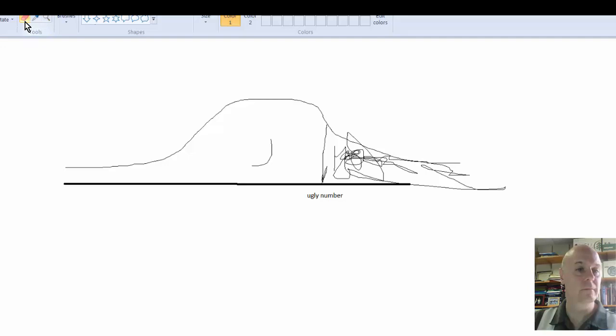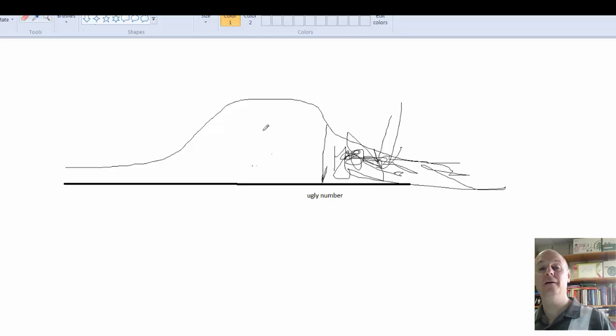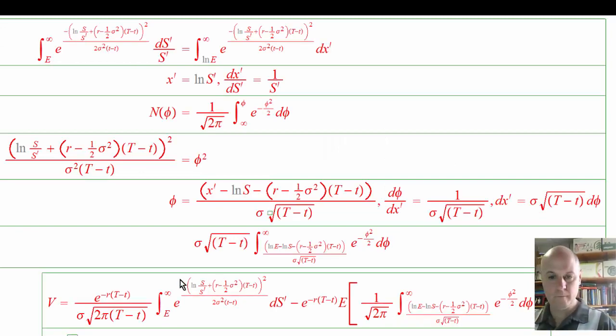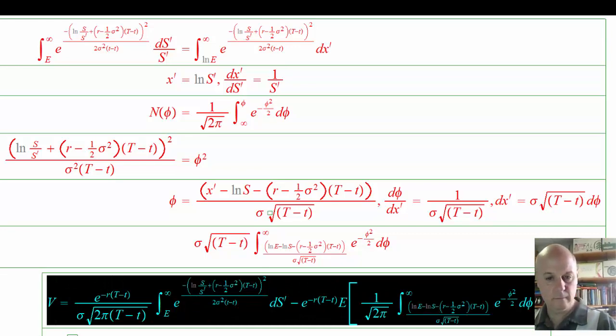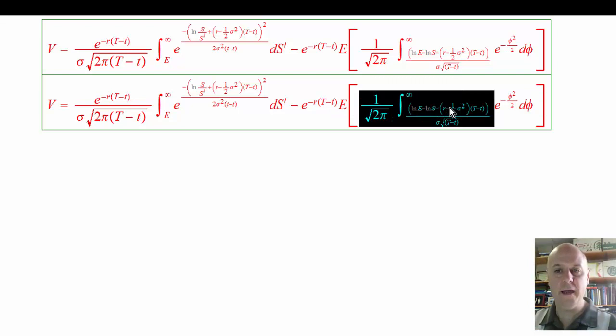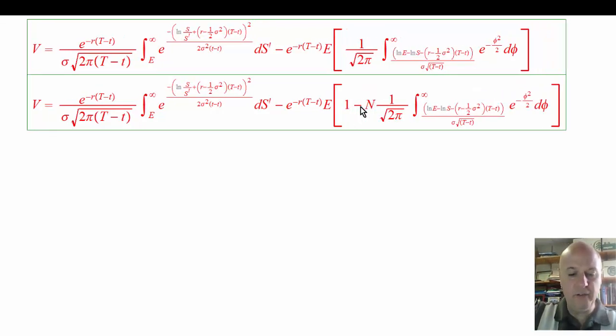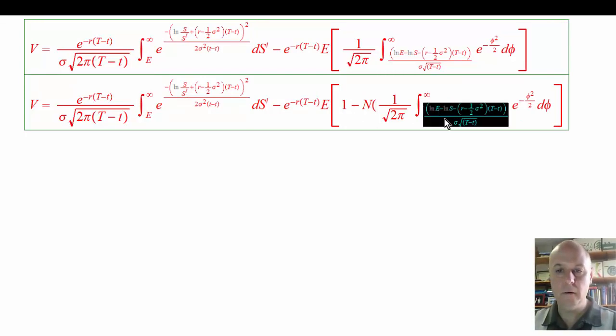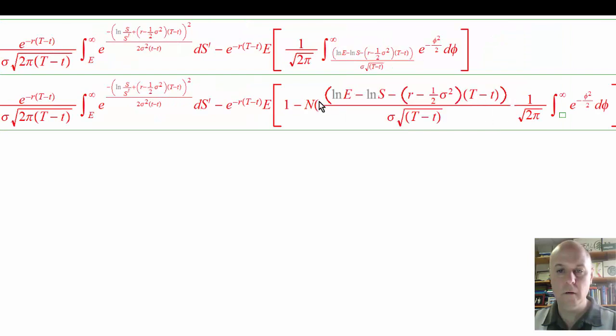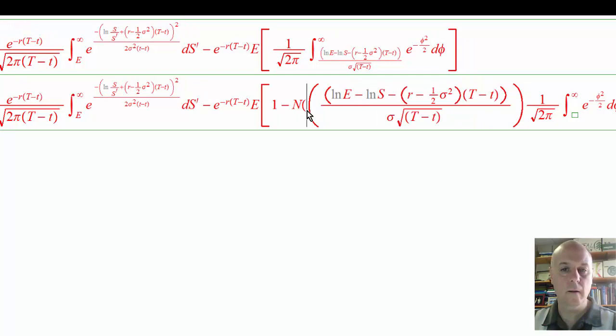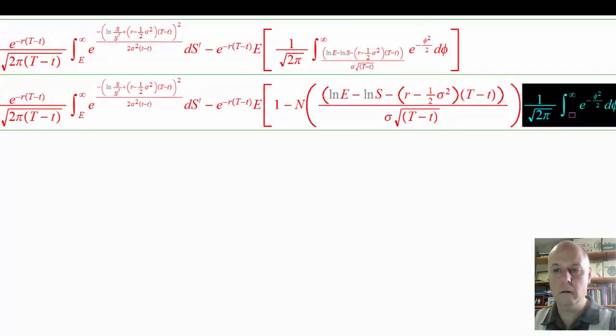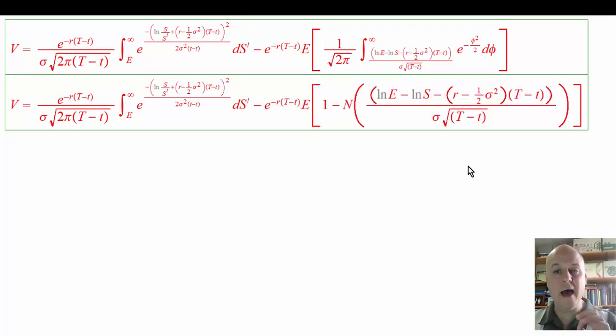So this area that I have is 1 minus the uncolored white thing. So over here I can replace this whole square bracketed thing by 1 minus N of the ugly number. Now this integral piece is done.